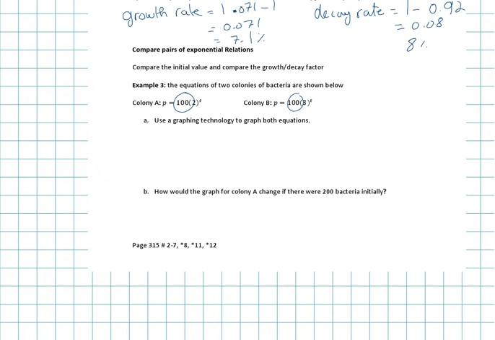Different base. What's the base for the first one? And the second one? 3. So a base of 2, a base of 3. What does it mean that you have a base of 2? What's happening to the population? Yeah, it's doubling, right? What's happening to the population in the second equation? Tripling. It's tripling. So which one's going to grow faster?